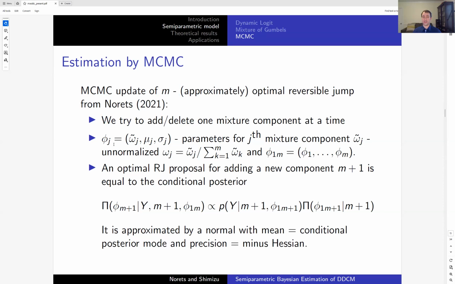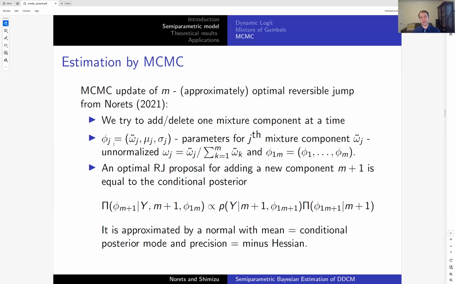For doing inference on the number of mixture components, we're really trying to make the model non-parametric here. So we will have a prior on the number of mixture components, and we will use a reversible jump algorithm from my paper from a couple of years ago. The idea here is quite intuitive. I just provide a bit more precise optimality results for why this is a good idea.